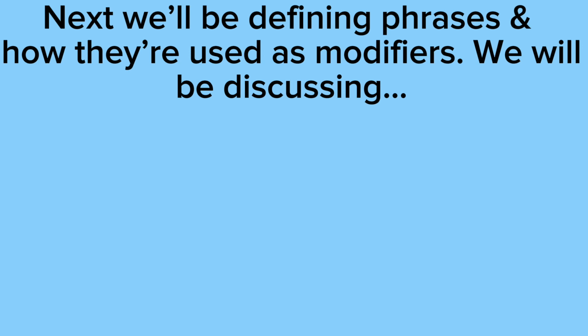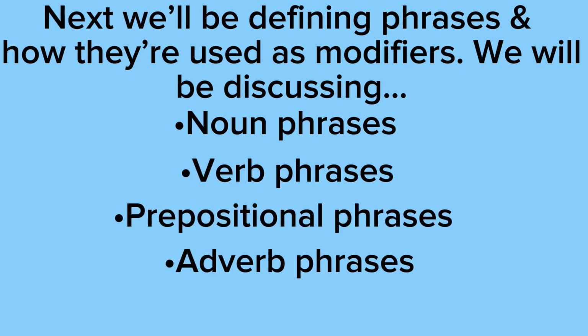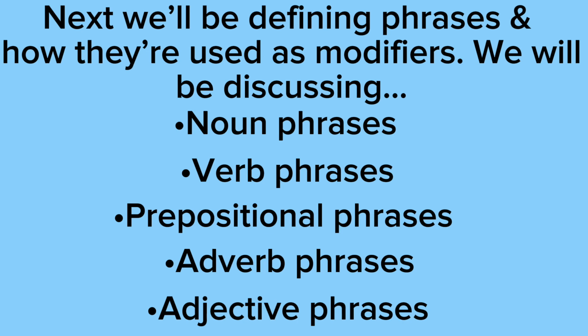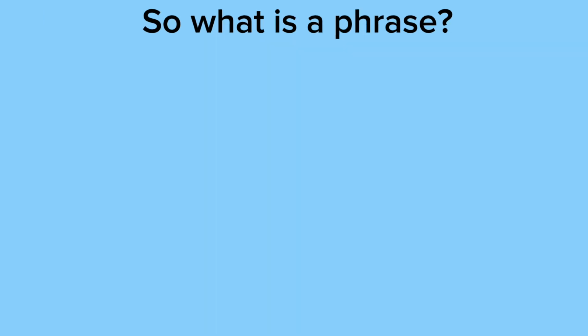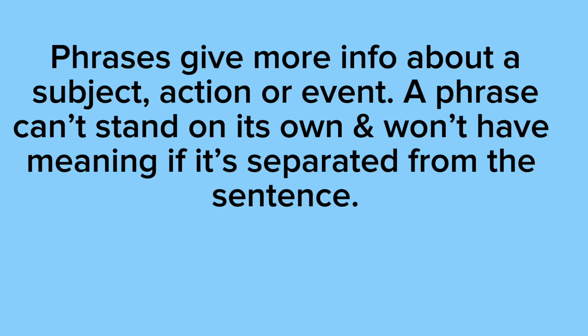Next, we'll be defining phrases and how they're used as modifiers. We will be discussing noun phrases, verb phrases, prepositional phrases, adverb phrases, and adjective phrases. Also, a side note, out of this whole list, verb phrases is the only type of phrase that can't be used as a modifier. So what is a phrase? Phrases give more info about a subject, action, or event. A phrase can't stand on its own and won't have meaning if it's separated from the sentence.